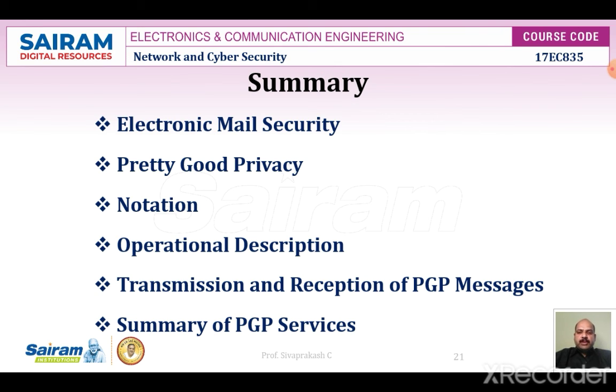As usual, in this video we have come across an introduction to electronic mail security. What Pretty Good Privacy does, what kind of operations there are, the notations used in PGP, and the five services and operational descriptions of PGP: authentication, confidentiality, compression, compatibility, and segmentation. And how the message is transmitted, the transmission and reception of a PGP message, we have seen with the diagram, and we have summarized with the PGP services.